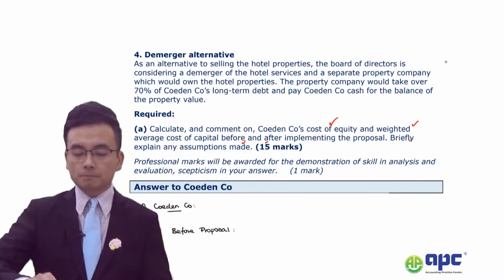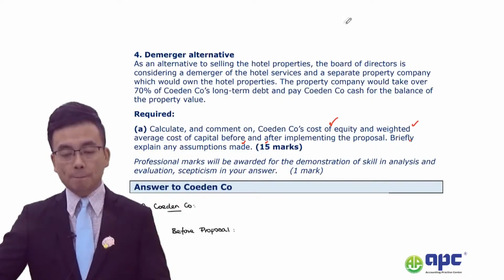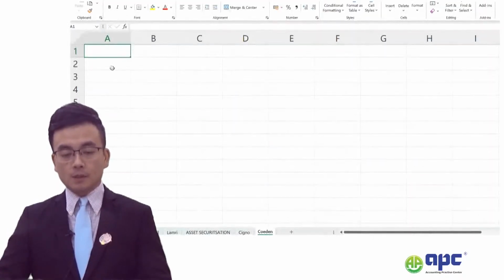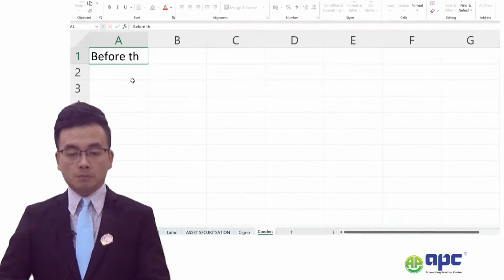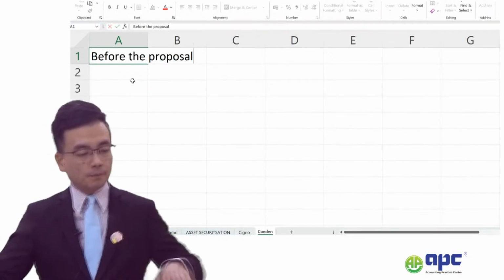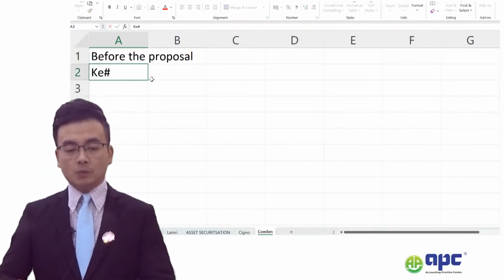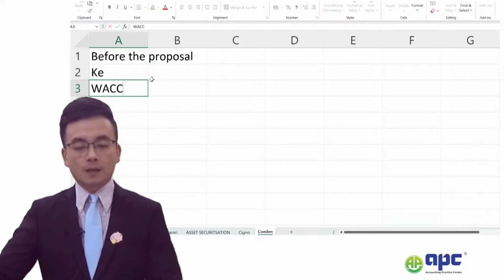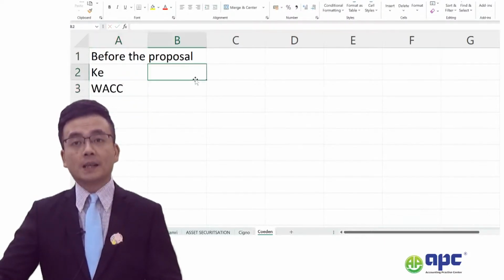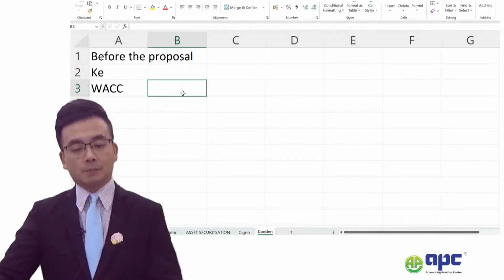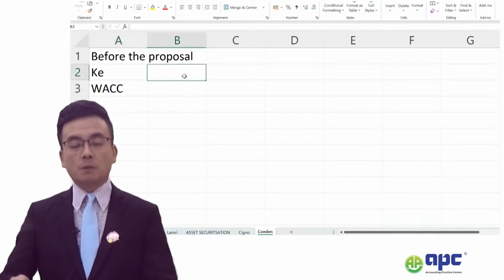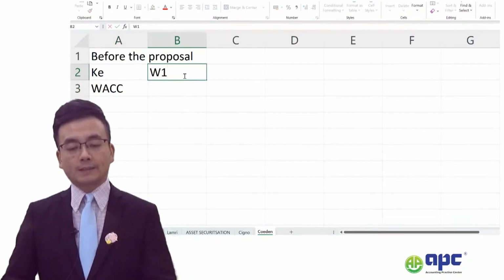Alright, as a starting point, I will say that before the proposal, in my nice little Excel, I need to calculate the cost of equity and then the WACC here. Of course, I will slot the numbers in, but I need to show the working separately because I know that most of the marks will be coming from workings.